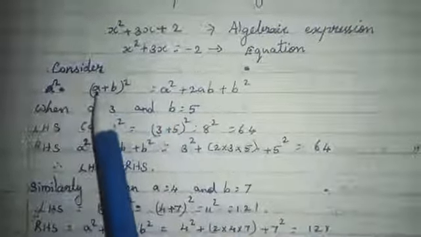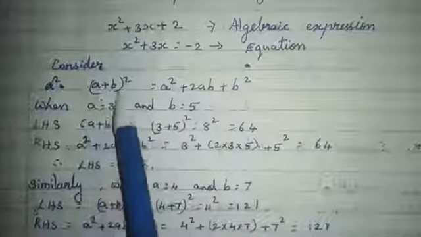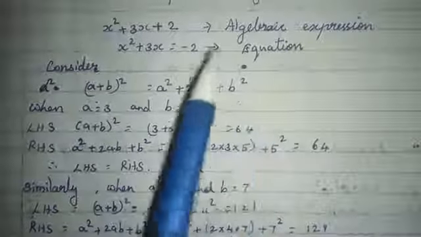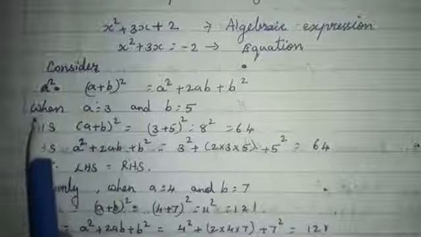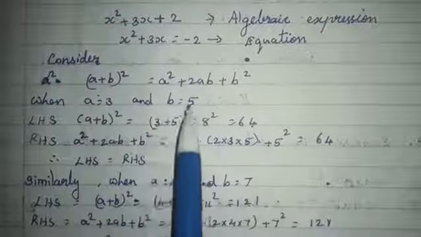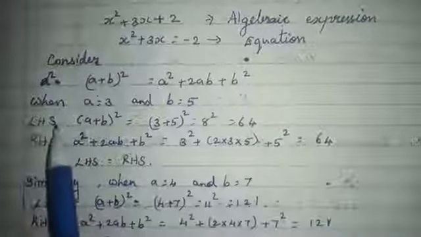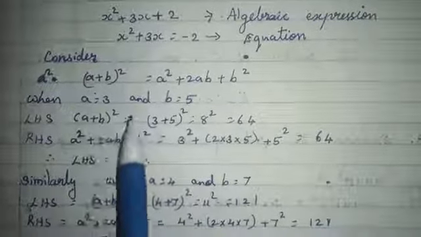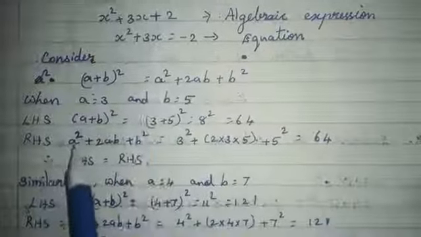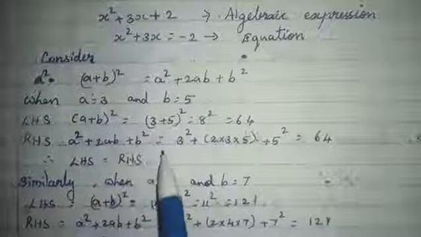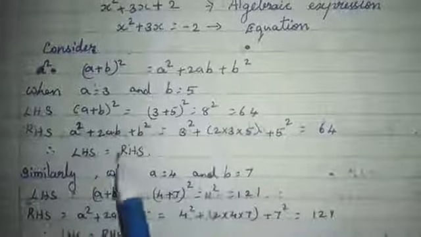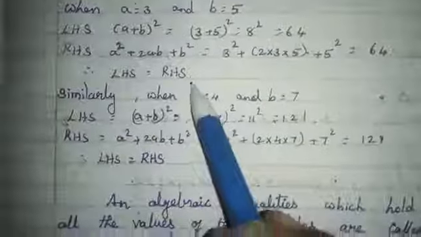Now consider this algebraic expression: a plus b whole square is equal to a square plus 2ab plus b square. When we substitute the values a equal to 3 and b equal to 5, we get the left hand side, that is a plus b whole square, equal to 3 plus 5 whole square, which is equal to 64. The right hand side a square plus 2ab plus b square, when we substitute for a and b, also gives the value 64. Therefore, LHS is equal to RHS.